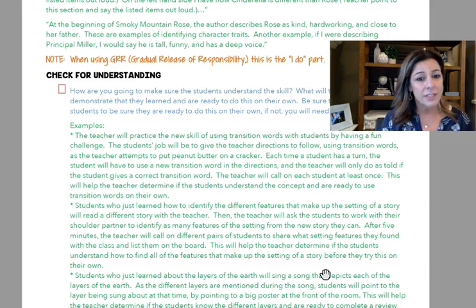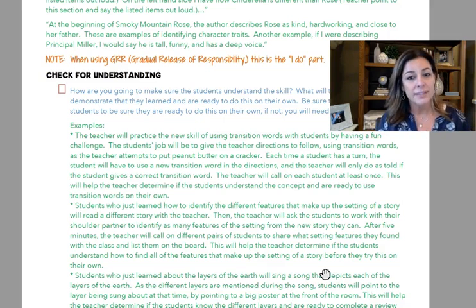After 5 minutes, the teacher will call on different pairs of students to share what setting features they found. And they'll share these with the class and list them on the board. This will help the teacher determine if the students understand how to find all the features that make up the setting of a story before they try this on their own.